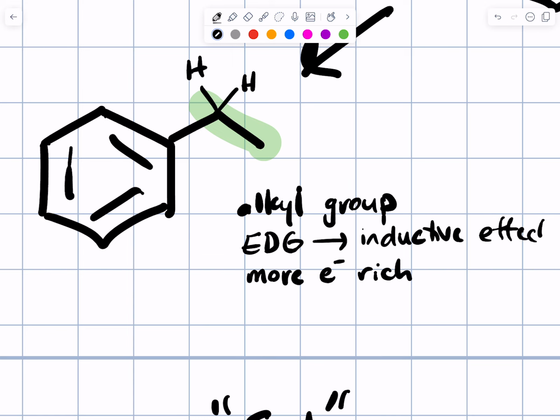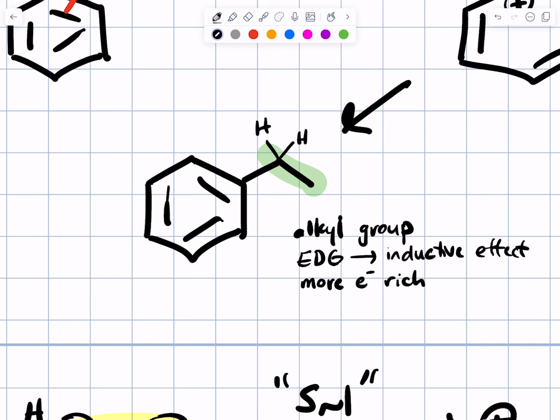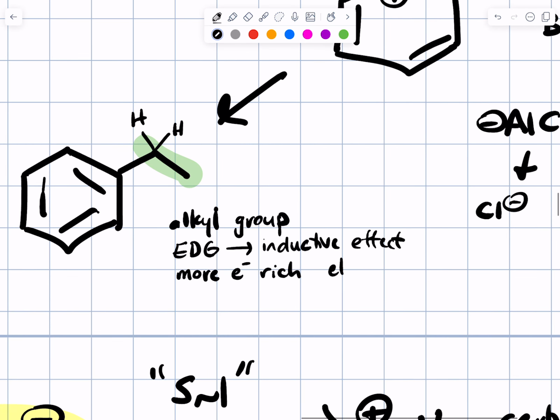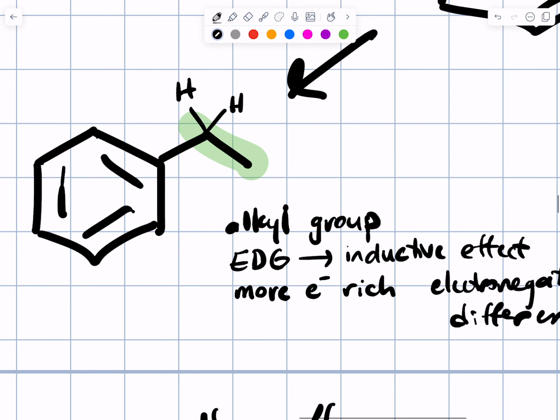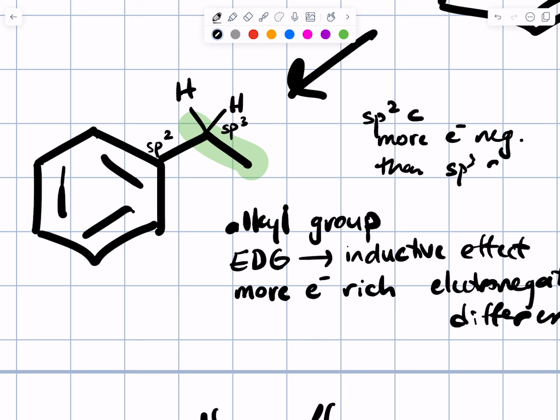You have heard those words before. Inductive effect usually has something to do with electronegativity differences. And if you look at the bond between the alkyl group and the benzene ring carbon, it's a bond between an sp3 carbon and an sp2 carbon. sp2 carbons are more electronegative, that's my abbreviation for electronegative, than sp3 carbons.